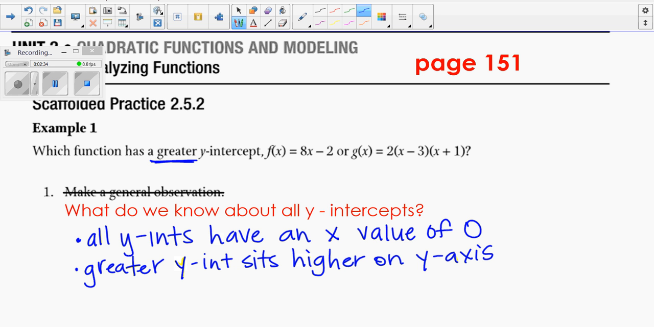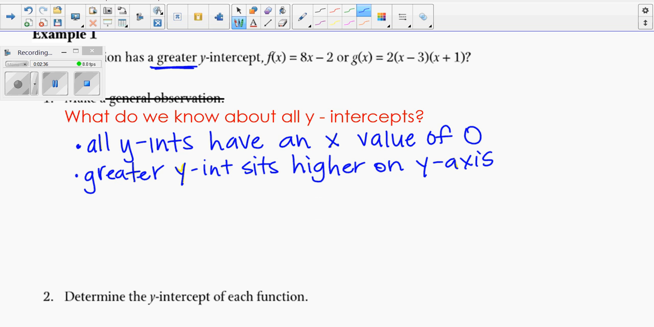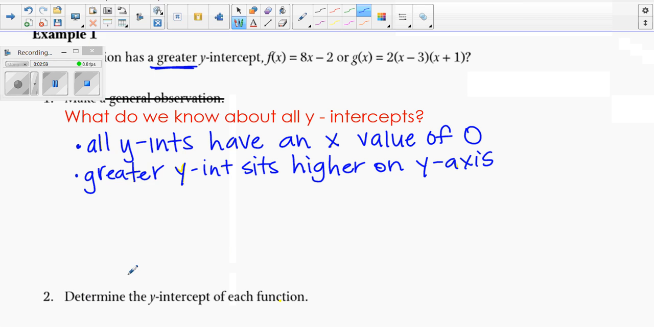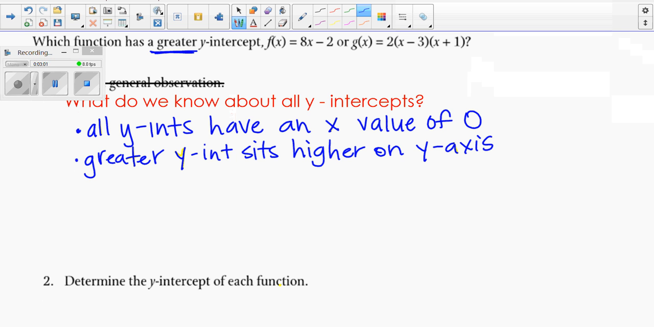So if we look at our two functions, it says determine the y-intercept of each function. You can do this one of two ways. You can use your calculator, enter them in your y equals and all that. I'm going to clear my memory just because of all the work we were doing last week, and then I don't need to worry about if my plot's on or whatever. You could go into y equals and type in the functions, or you could say to yourself, okay, I know that every y-intercept has an x value of 0, and do it by hand. That's what I'm going to do.